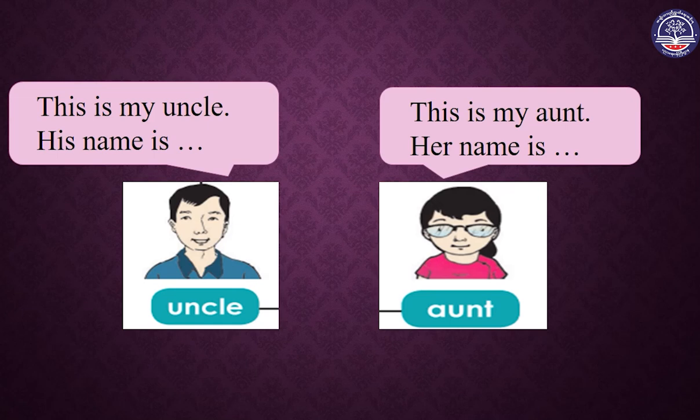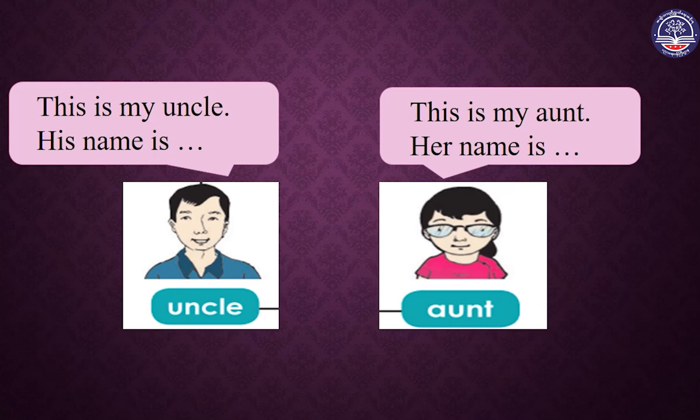Please listen to me carefully. This is my uncle. His name is Utron. Like that. When you introduce someone, you have to use this is my uncle, my mom, my dad, and you also have to use his name is or her name is. Now your uncle, right?